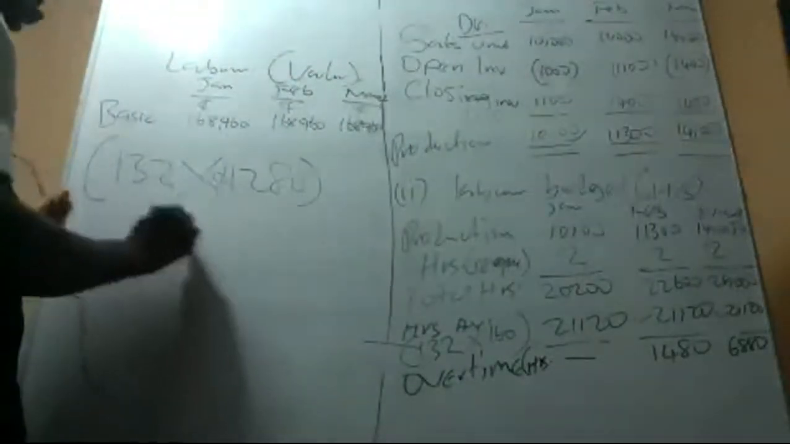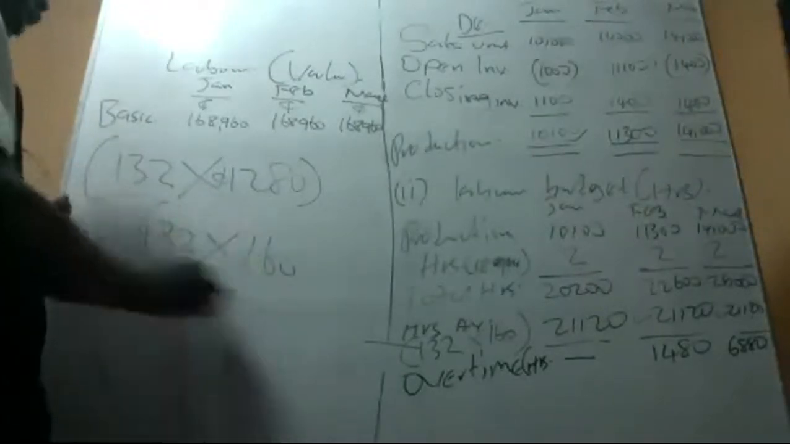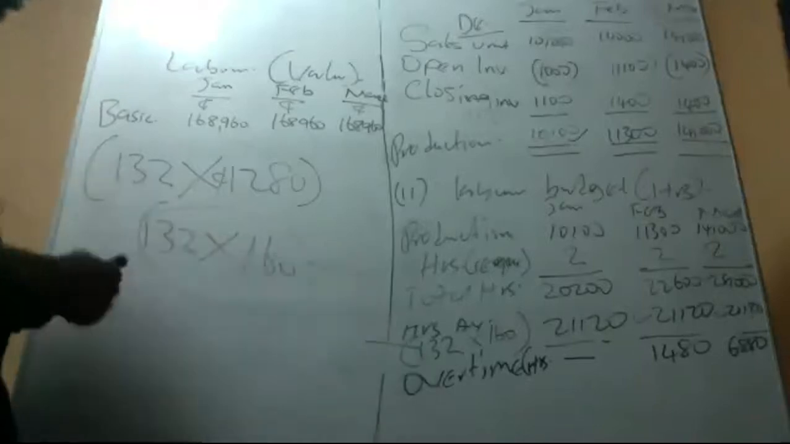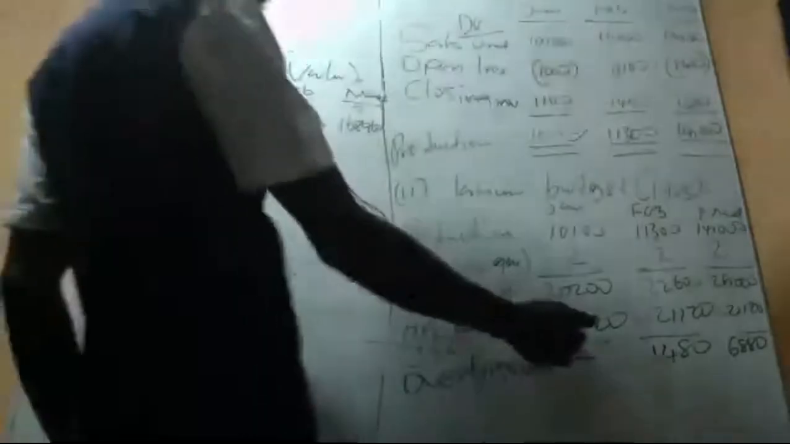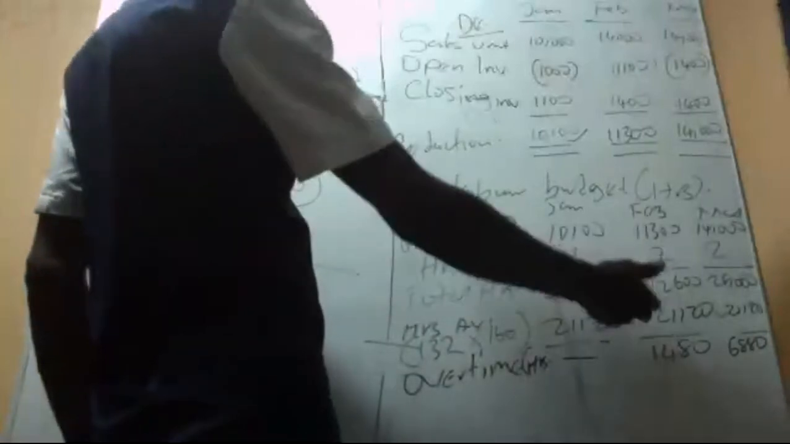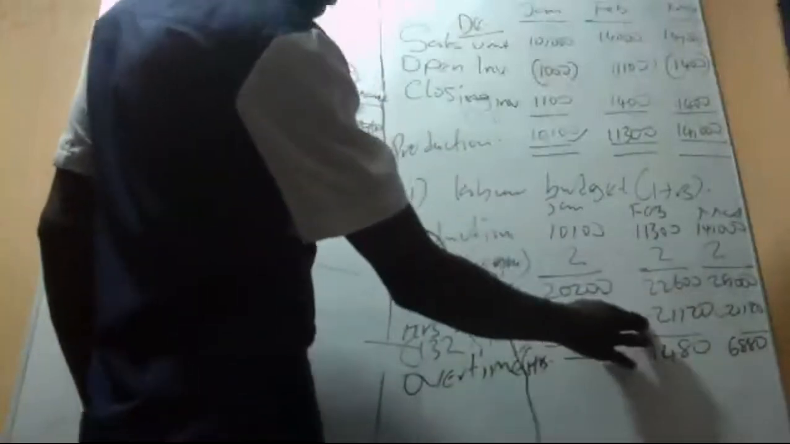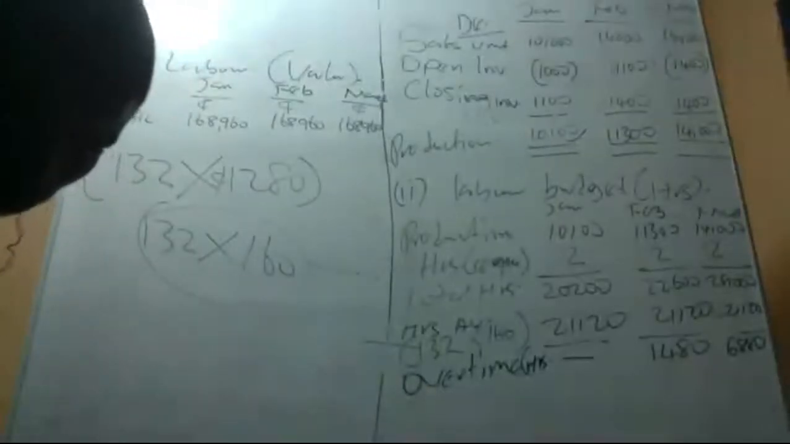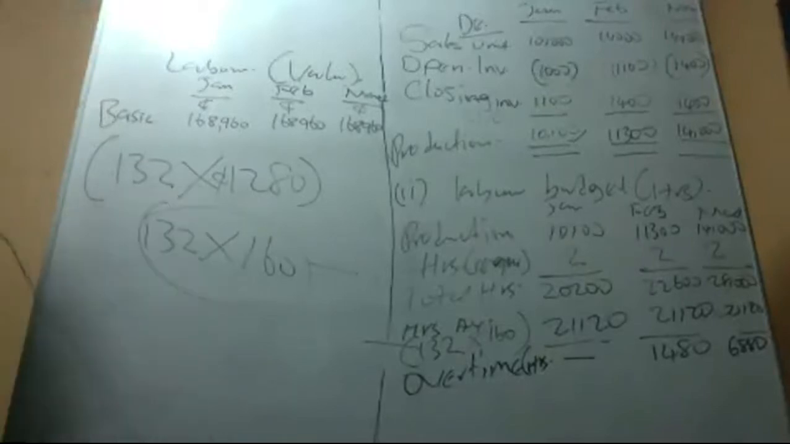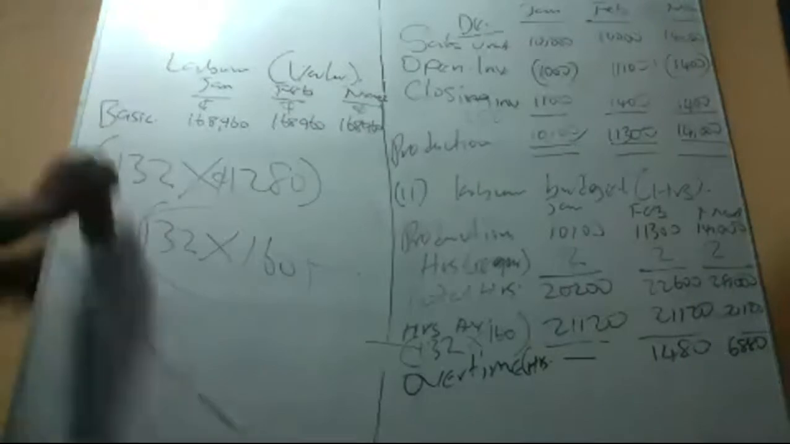But this basic hours, we had it by multiplying 132. There are 132 workers. Each of them works for how many hours? 160 hours. So multiplying this is the basic hours or the normal hours. And that's what we have, 21,120. 21,120 throughout. I hope you get that. I hope it's clear now. So we can go to the overtime. If not, let me know so that I'll talk about it again.